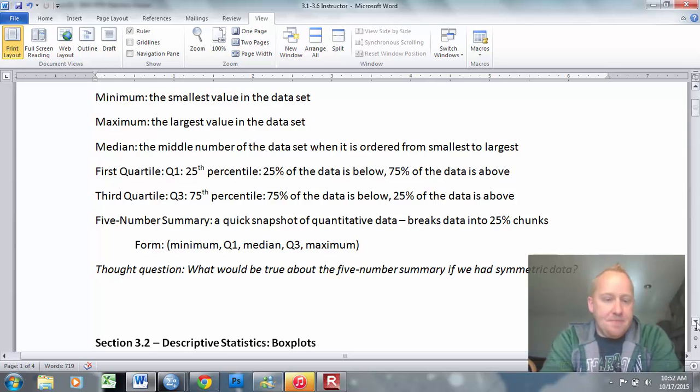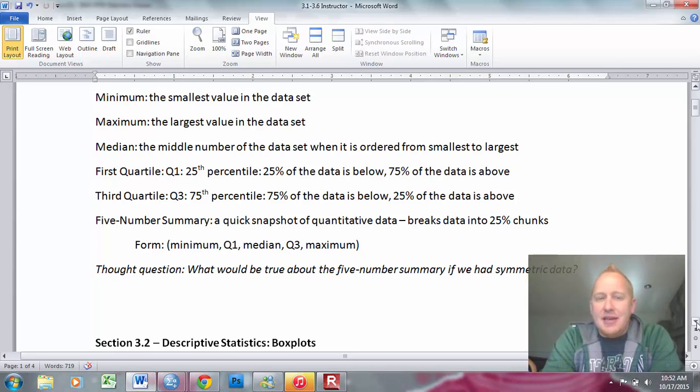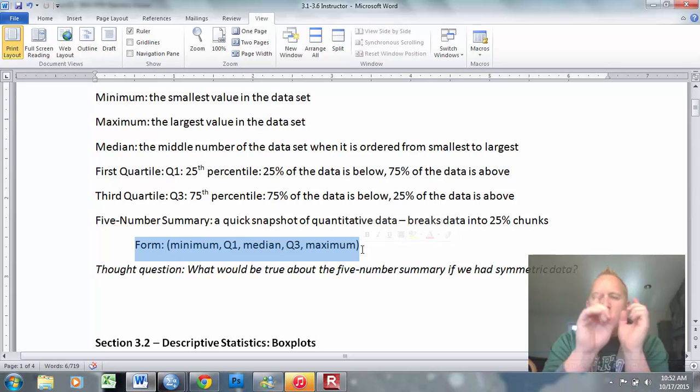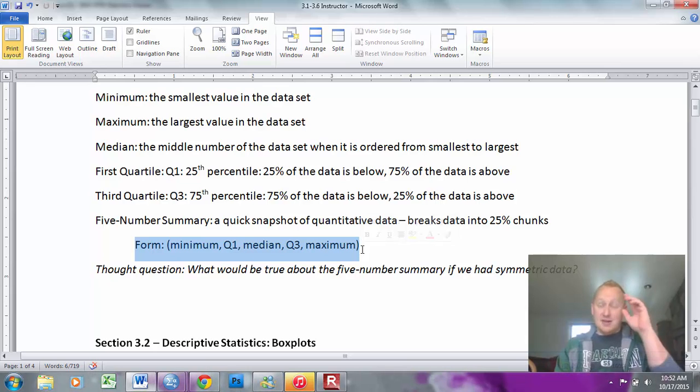So our 5-number summary. It's a quick snapshot of quantitative data. And what a 5-number summary does is it breaks the data down into 25% chunks. You can see the form right here. This is always the form that we are going to use. If you ever see 5 numbers inside parentheses with commas between them in a statistical setting, almost always that's going to be a 5-number summary.